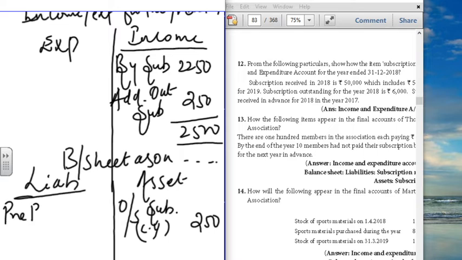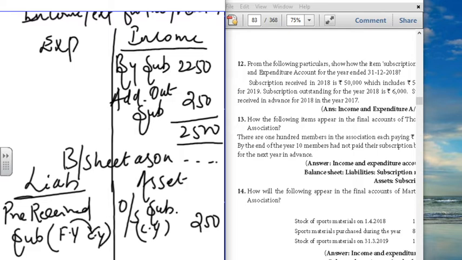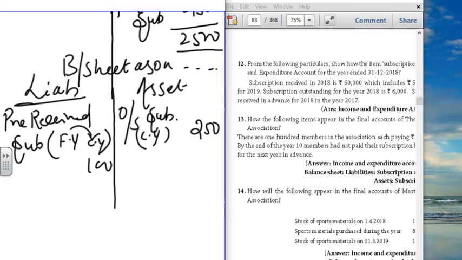Pre-received subscription அப்படினு சொல்றது future yearல pay பண்ண வேண்டியது current yearல pay பண்றாங்க. Pre-received subscription. Again for your reference I am writing, future year it's paid in the current year. So the amount is 100 rupees. So this is the presentation of the problem.